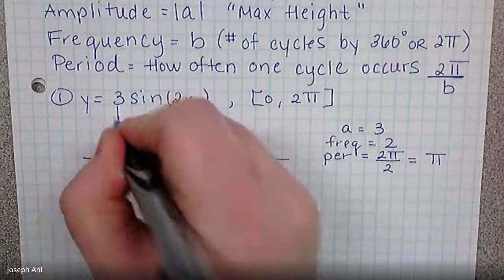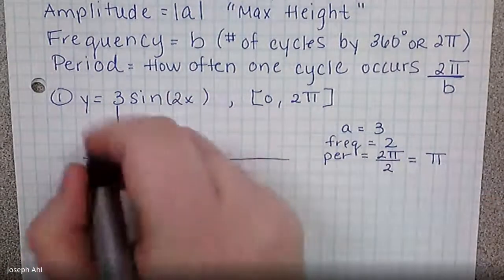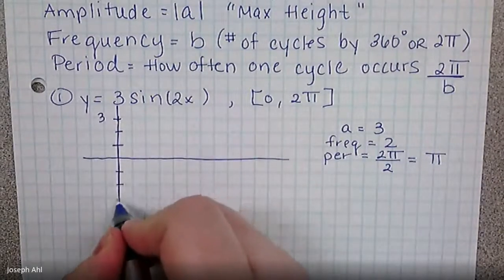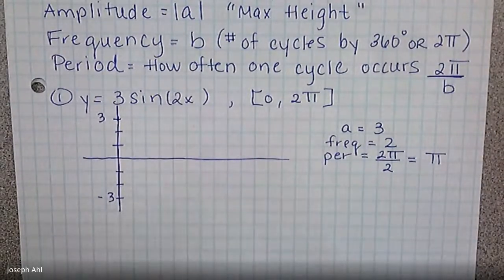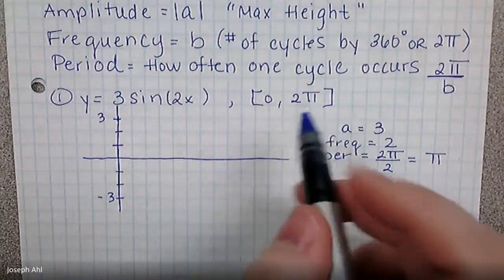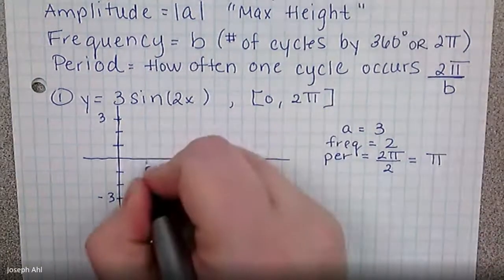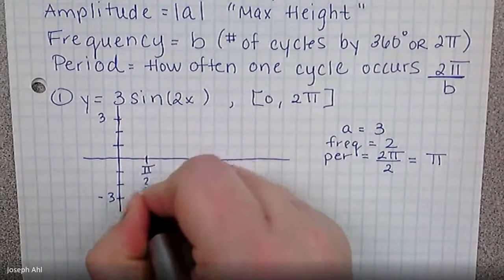So if I label my axes right now, the amplitude of 3, that's the max height. So I'm going to put 3 up here on the y-axis. I also know that that implies that the lowest point is going to be at -3. And when we go from 0 to pi over 2, it's kind of up to you how you want to label the axes. I'm going to make every 2 spaces another pi over 2 here.